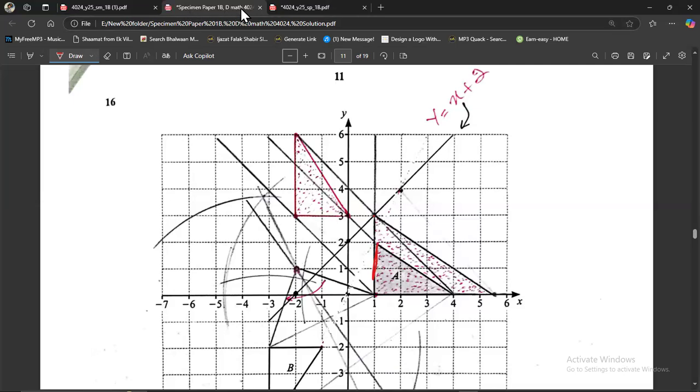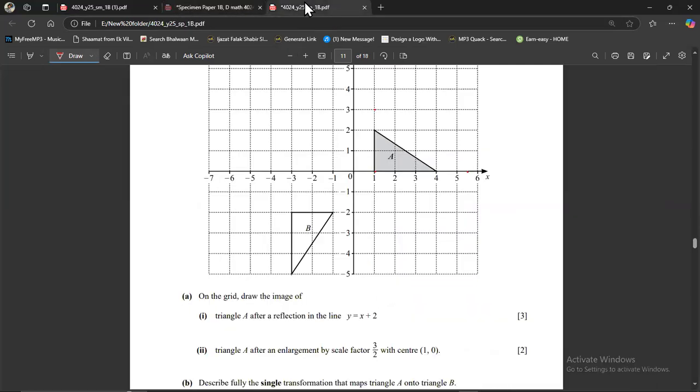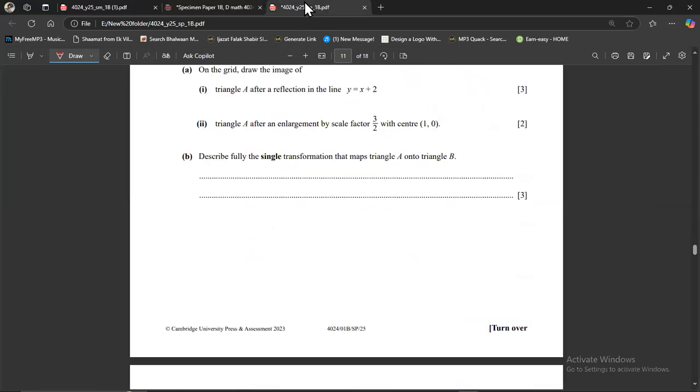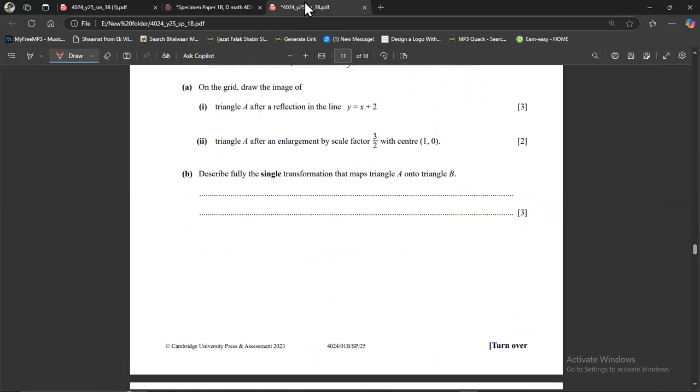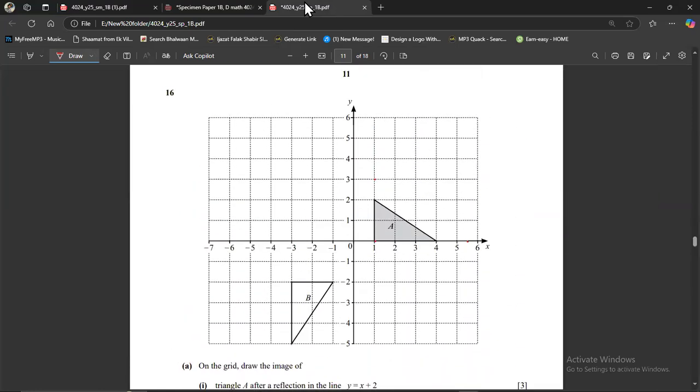So this is how this is done, and then we have to describe fully the single transformation that maps the triangle A onto the triangle B. So we have to decide how the triangle A comes to the triangle B. If you put your set square in this way and then you rotate it clockwise, you will see the set square will fit here. So that means it's a rotation.